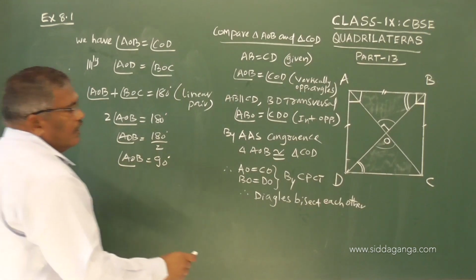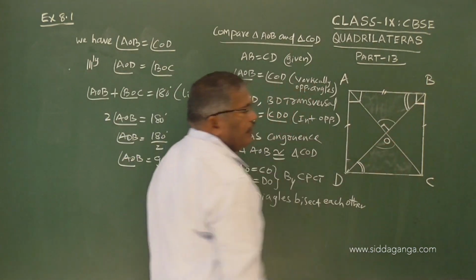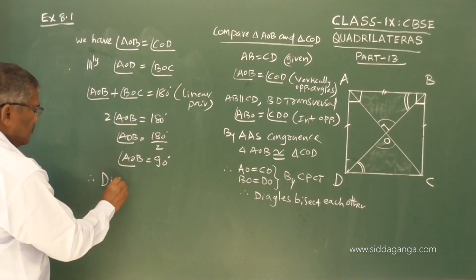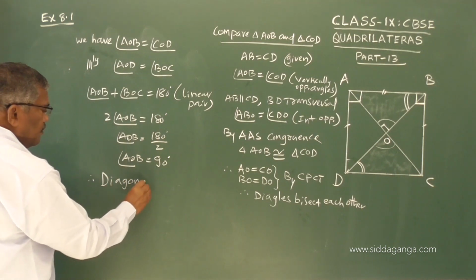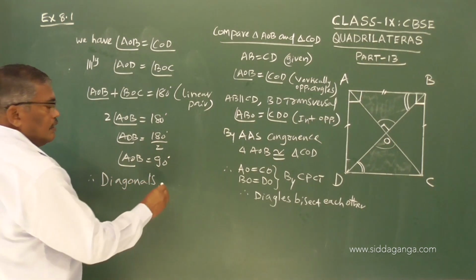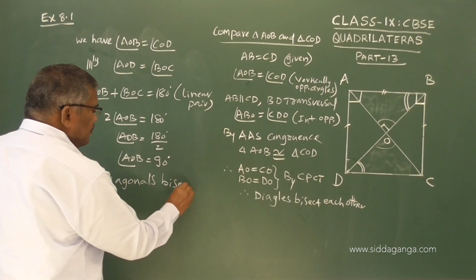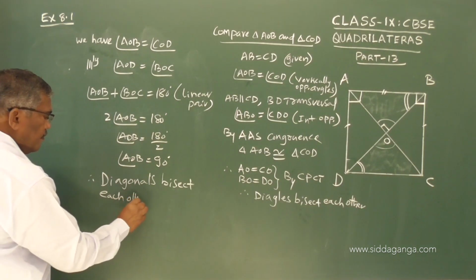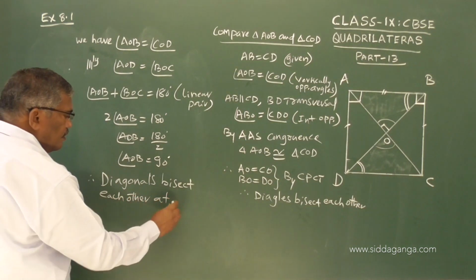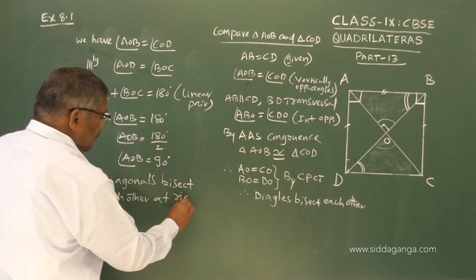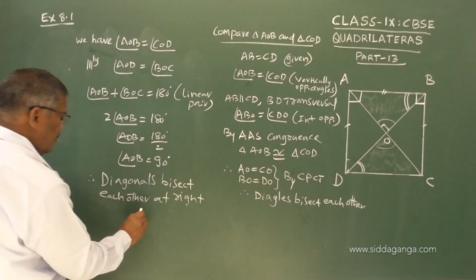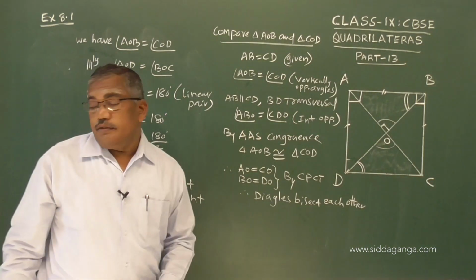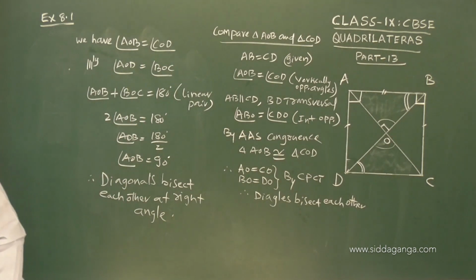So, therefore, already we have proved that DO equals OB and AO equals OC. So, therefore, diagonals bisect each other at right angle. Right angle. So, this completes question number 4.